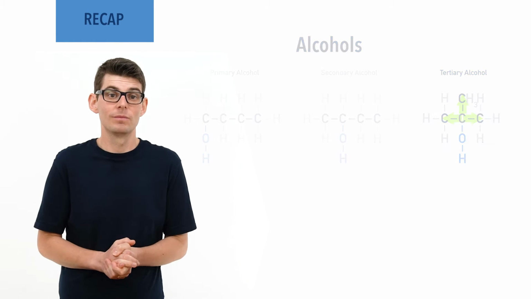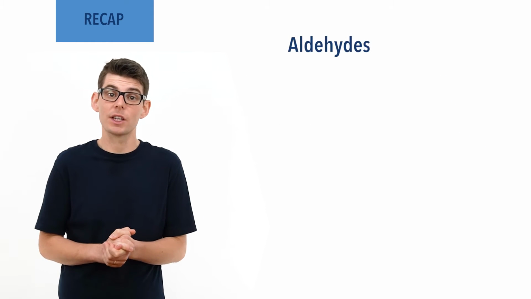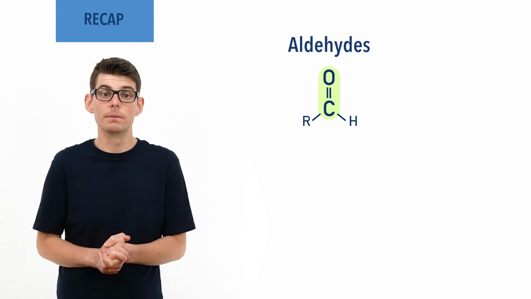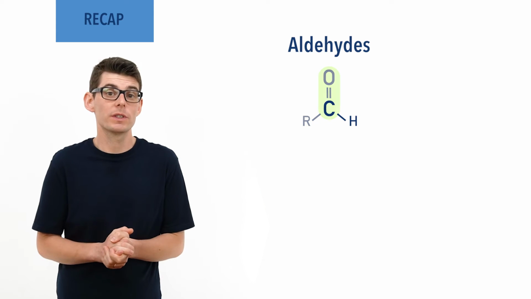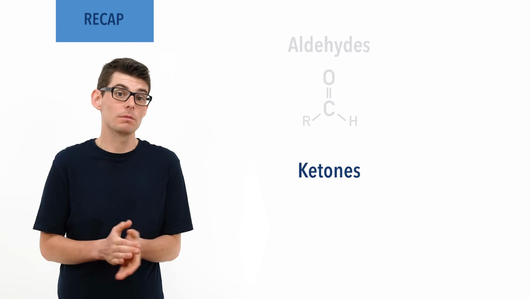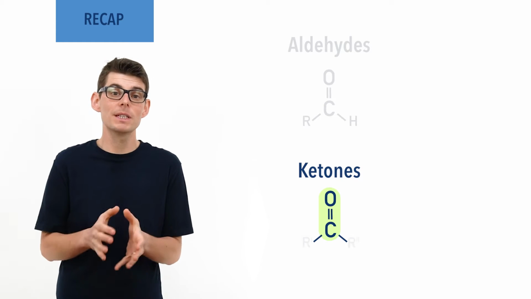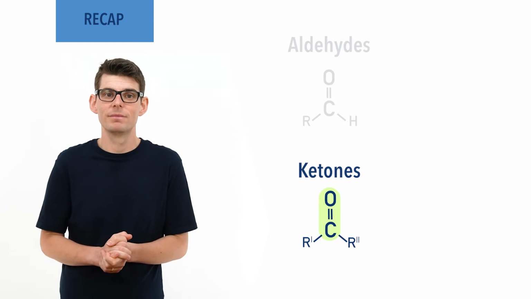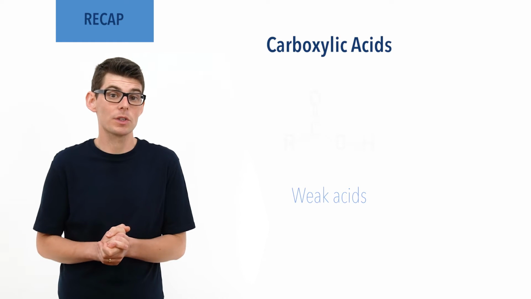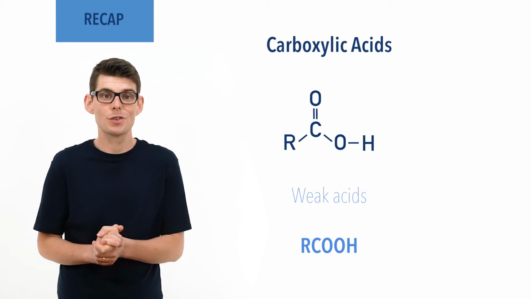Aldehydes are compounds that contain a carbonyl C=O bond at the end of a carbon chain, with a CH bond to the same carbon. Ketones are compounds that contain a carbonyl C=O bond that is in the middle of a carbon chain. Carboxylic acids are weak acids that contain a carboxyl group, COOH.